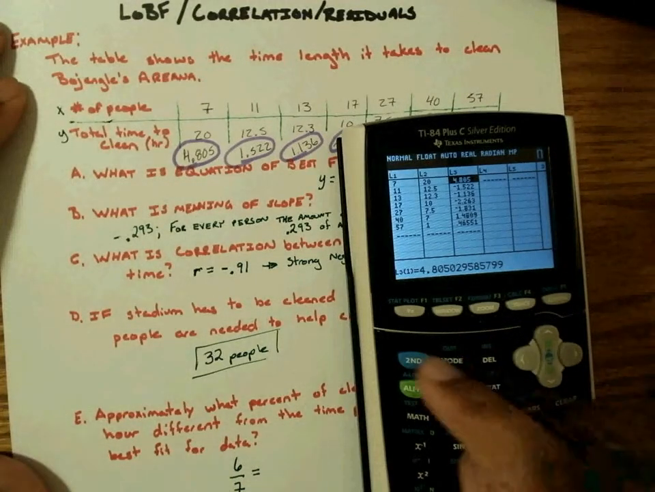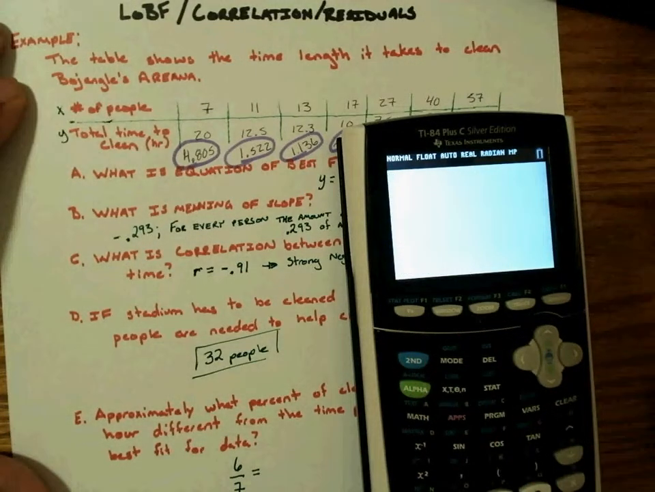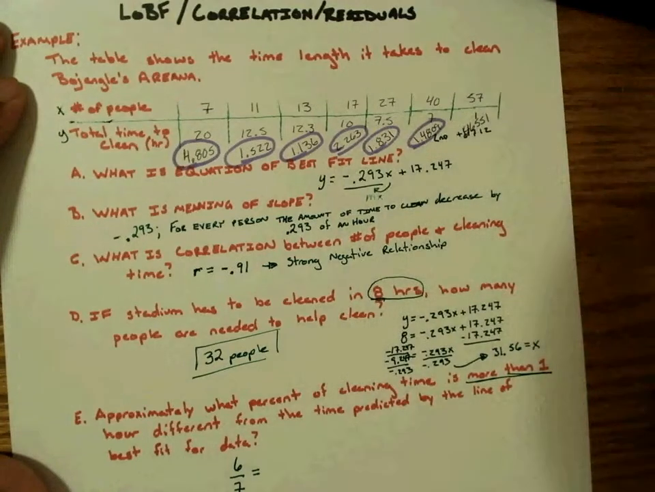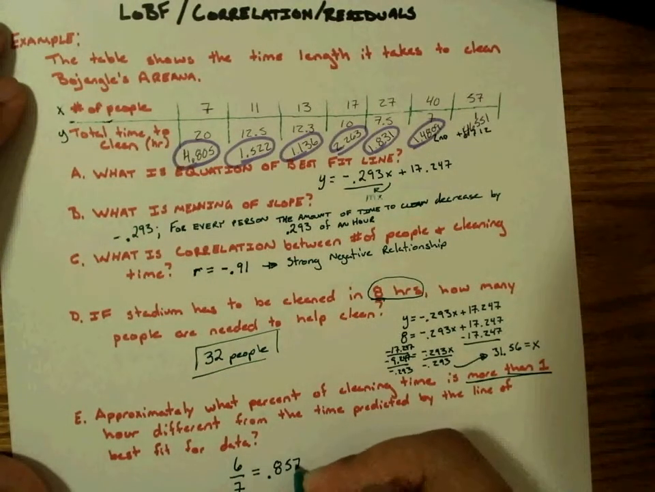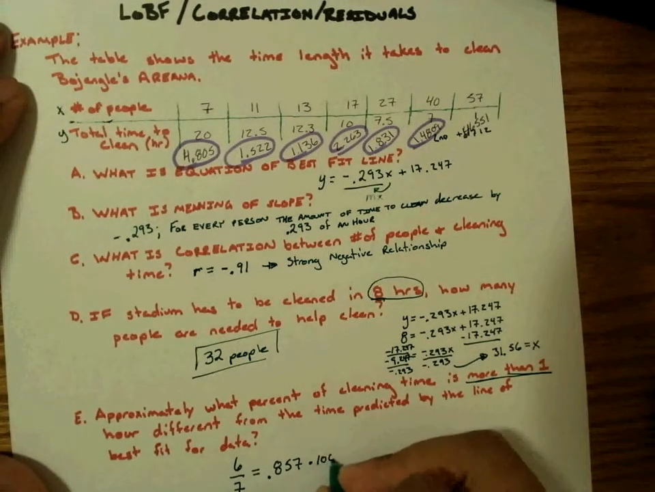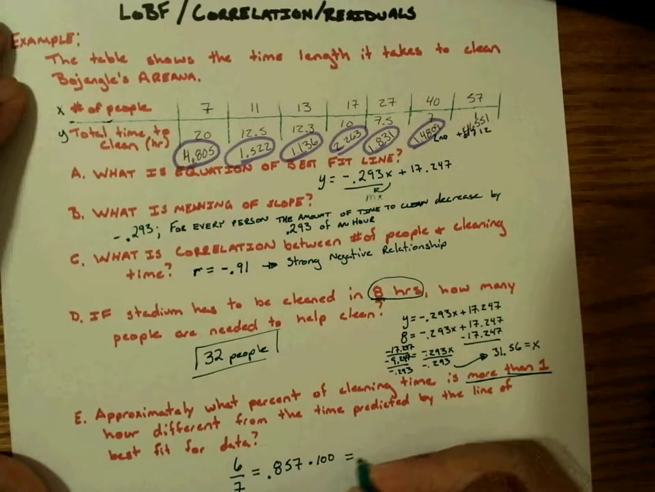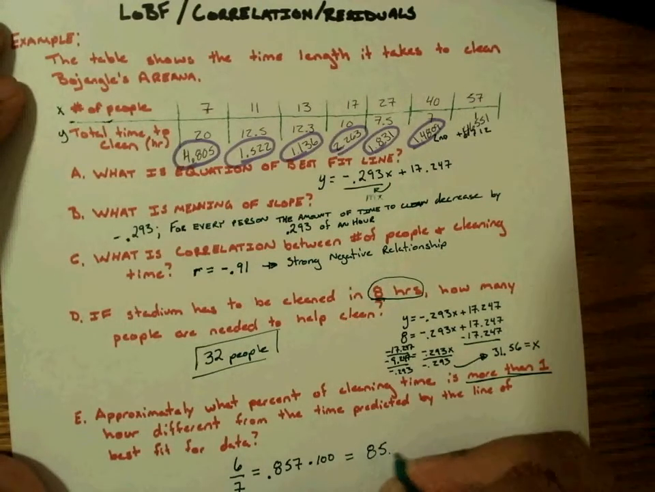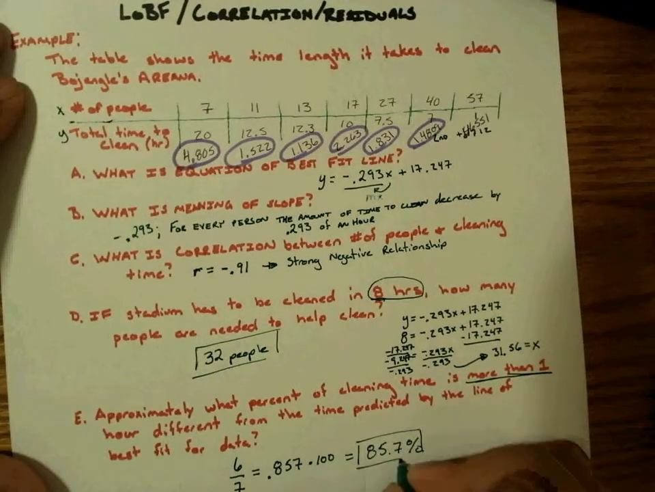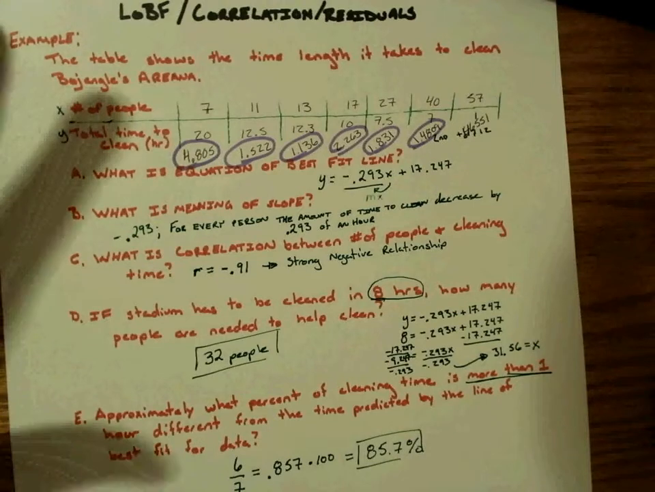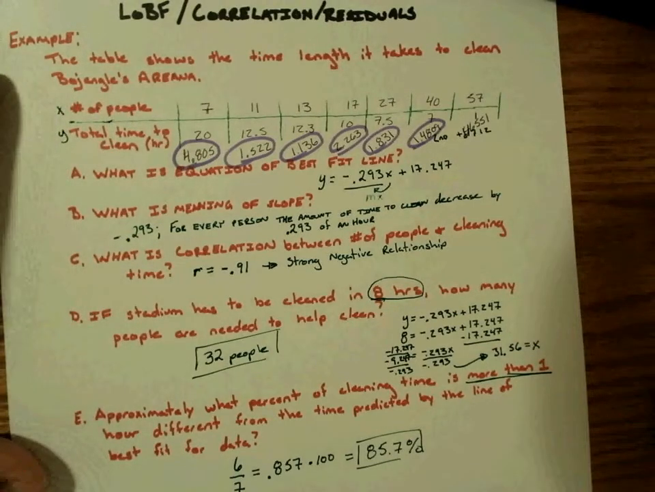And then we find what that is. We want the decimal value. So I'm going to second quit. I'm going to do 6 divided by 7. And we get 0.857. And then to get the actual percent, we have to multiply by 100, and we can tell that 85.7% of the data is more than 1 hour different from the predicted line of best fit.